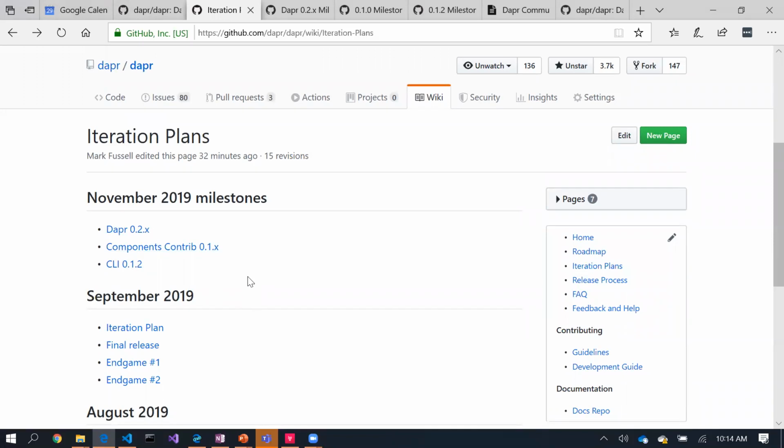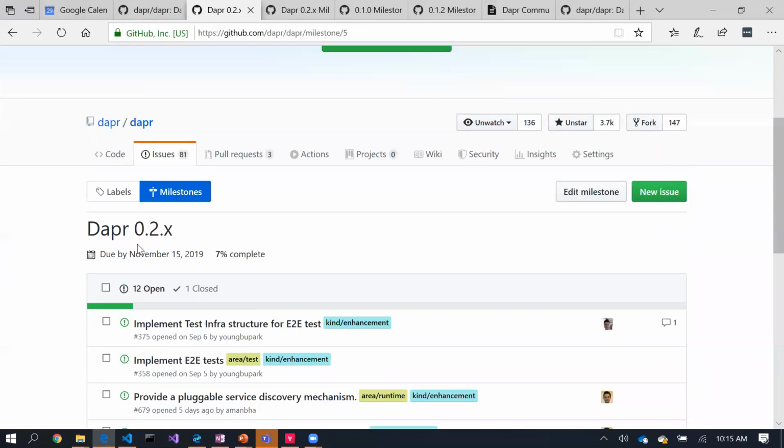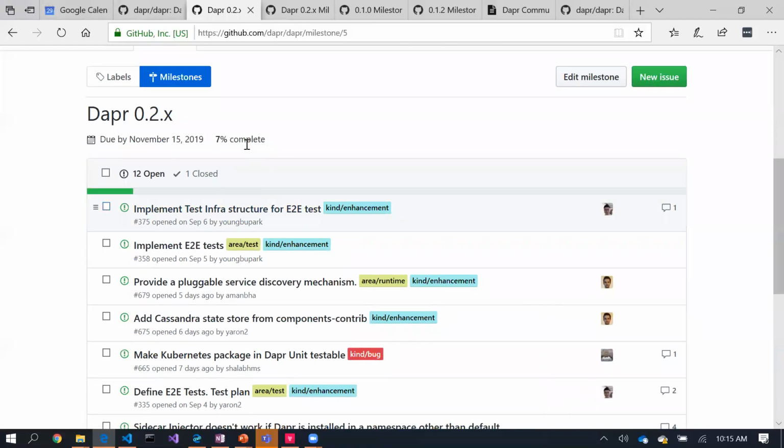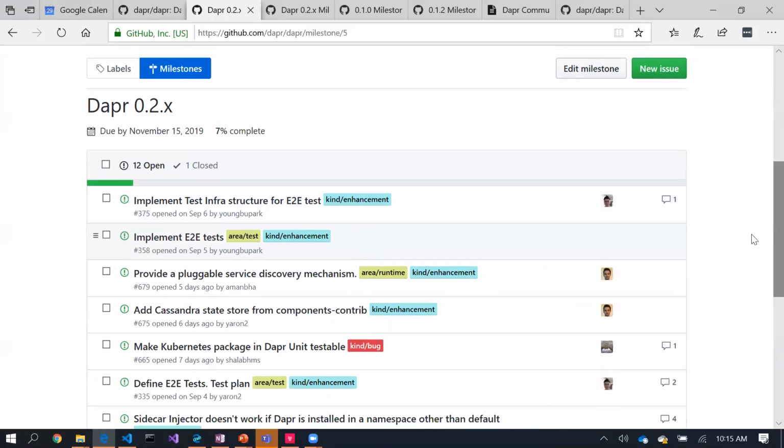And we decided that for November, we'd keep this light and simple, that we opened up milestones across the Dapr repo, the components contrib repo, and the CLI repo. And you'll see that each one of these are going to be versioned as we push out different versions of these. So if you dive into this milestone at the moment, you'll see here that we've put a number of different things that we're going to build out in terms of how we focus on this particular milestone. At this point in time, we set a date for mid-November for the 0.2x release.